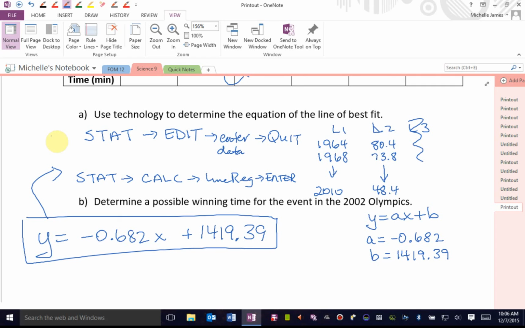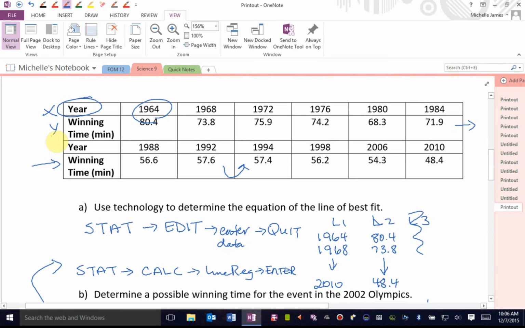That's the equation. Yeah, that's how you do it. Now, B says determine a possible winning time for the event in the 2002 Olympics. How would I do that? I have an equation to calculate it. What's y again? What did y stand for? The winning time. The question says determine a possible winning time.